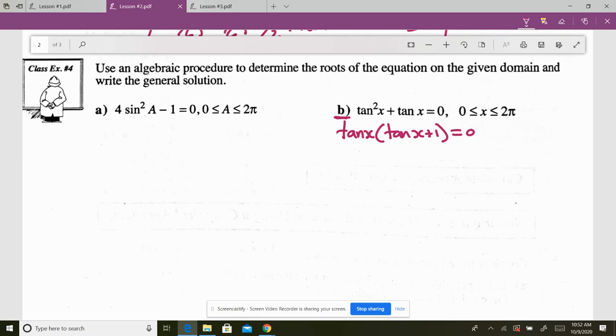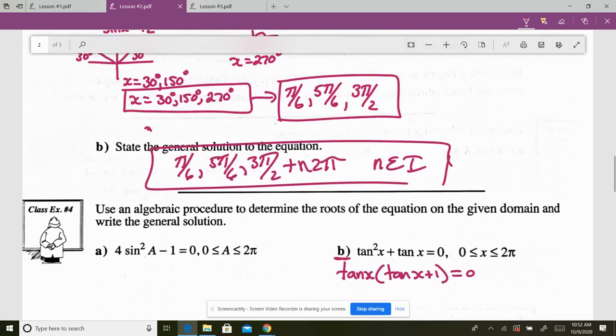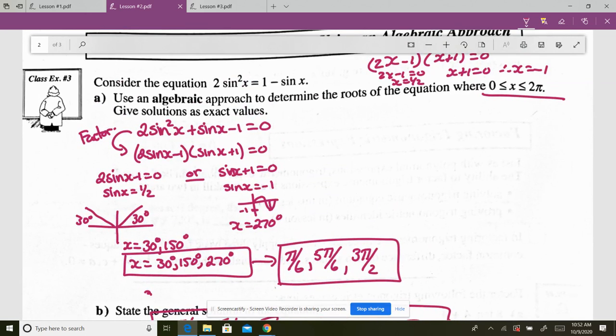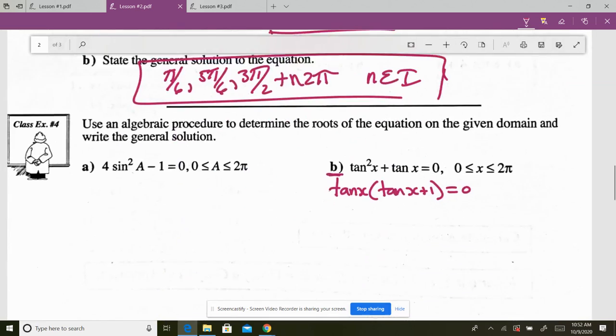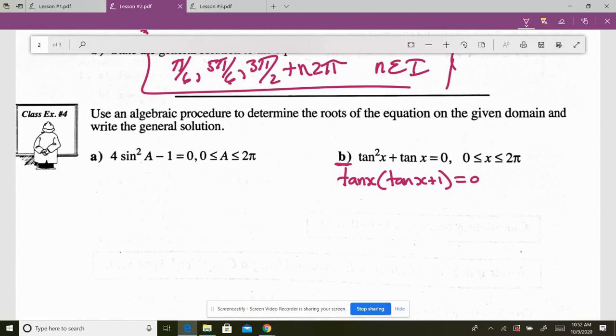Then what do you do? What do we do up here? Once it's factored, what do you do with the brackets? You set them equal to 0, and then you solve for x. So either tan of x is equal to 0, or tan of x plus 1 is equal to 0. Let's look at tan of x.